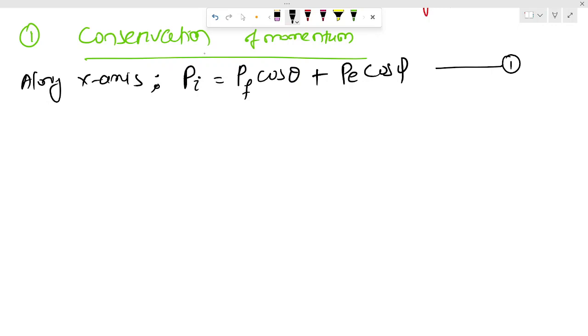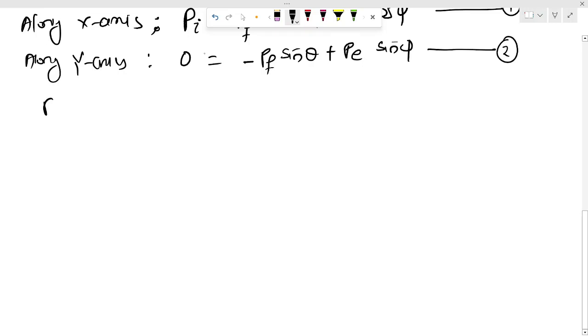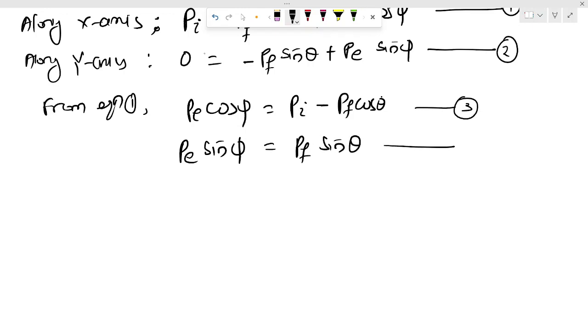And along the y-axis, the initial momentum is 0, and the final momentum is minus Pf sin theta plus Pe sin phi. You see, it is along the negative y-axis, that's why the negative sign comes. From equation 1 we can write Pe cos phi equal to P initial minus Pf cos theta. Make it equation 3. And I can write equation 2 as Pe sin phi equal to Pf sin theta. Make it equation 4.